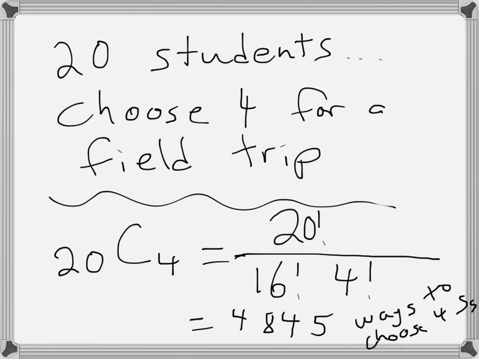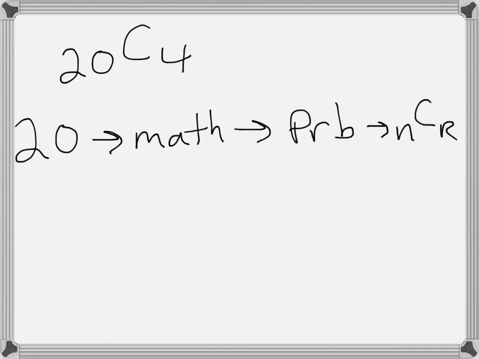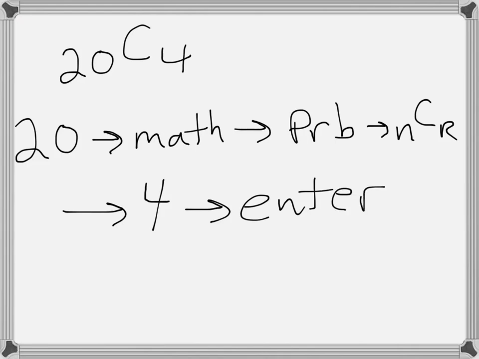So let's consider how to do this on our calculator. What you're going to want to do first, if we're trying to do 20 choose 4, is put 20 in, then press math, then scroll over to probability, then choose nCr, and then press enter. That will give us 20 nCr, and then we put in 4, press enter, and we will get the correct solution.